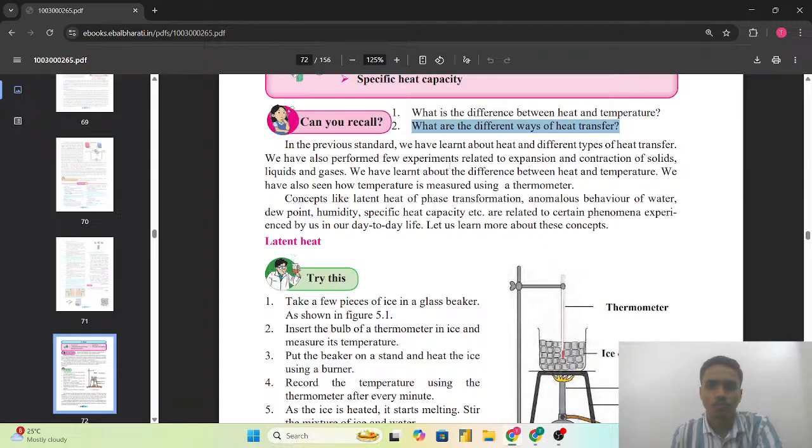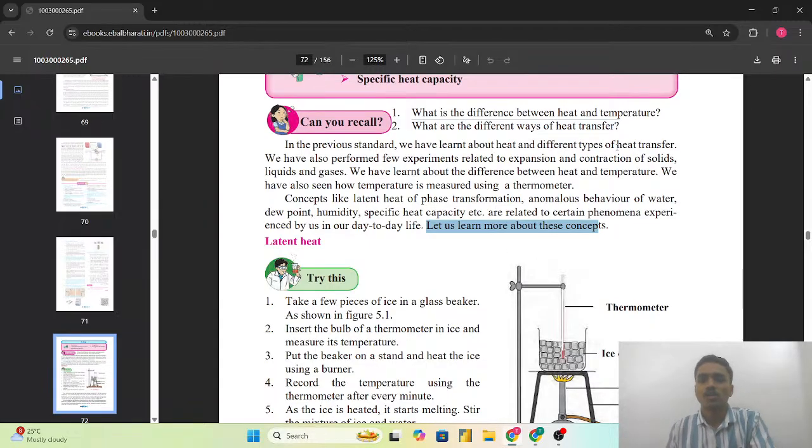We have also performed a few experiments related to expansion and contraction of solids, liquids and gases. We have learned about the difference between heat and temperature. We also have seen how temperature is measured using a thermometer. Concepts like the latent heat of transformation, anomalous behavior of water, dew point, humidity, and specific heat capacity are related to certain phenomena experienced by us in our day-to-day life. Let us learn about these concepts in this chapter.